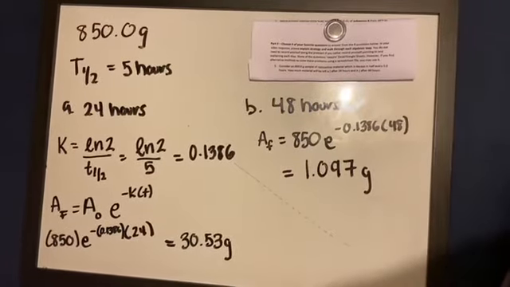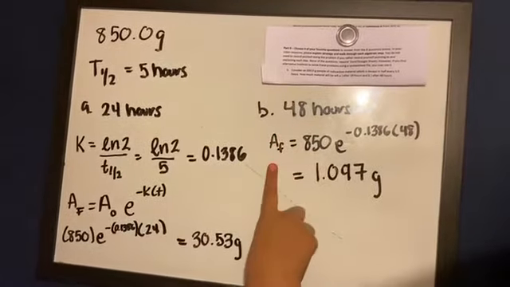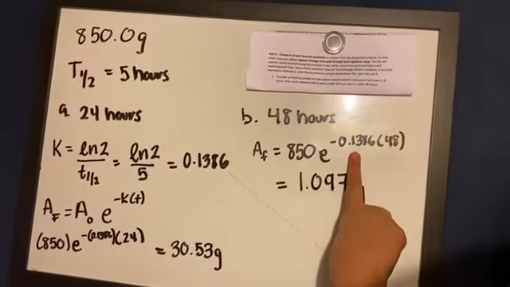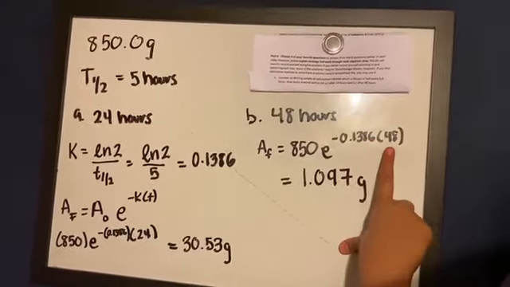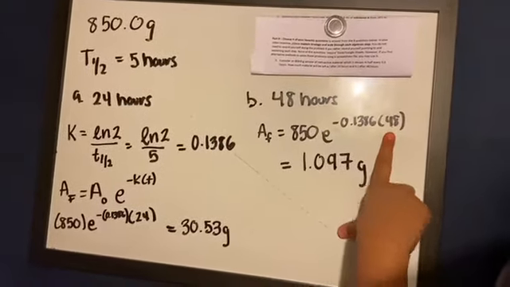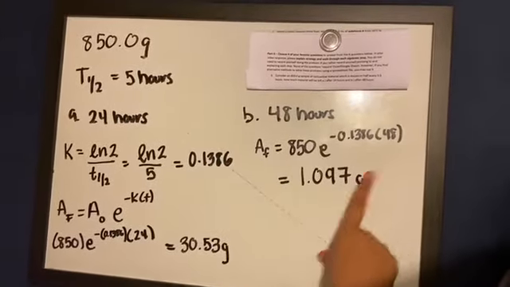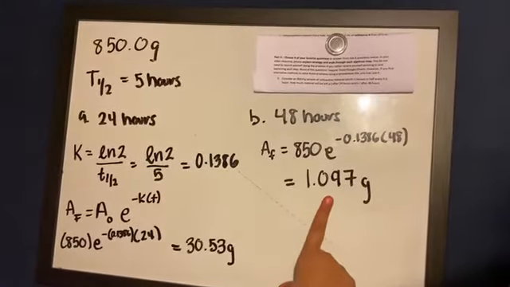And then for B, we're trying to figure out 48 hours. You use the same equation, and we already know the K, so this time you just substitute instead of 24 hours, you're going to do 48 hours. And after plugging this into your calculator, you get 1.097 grams.